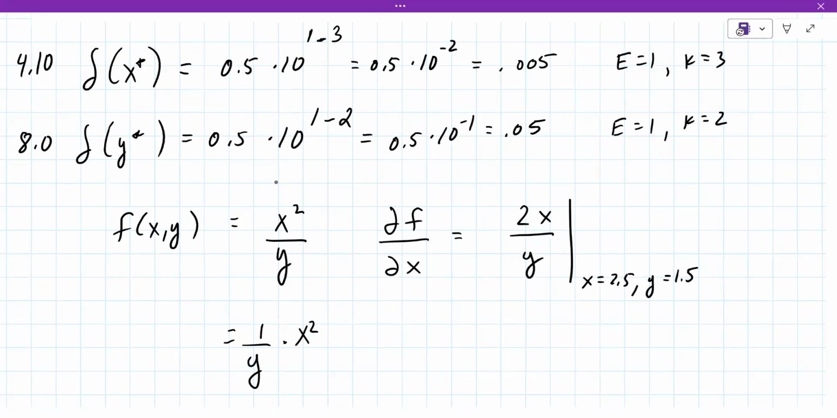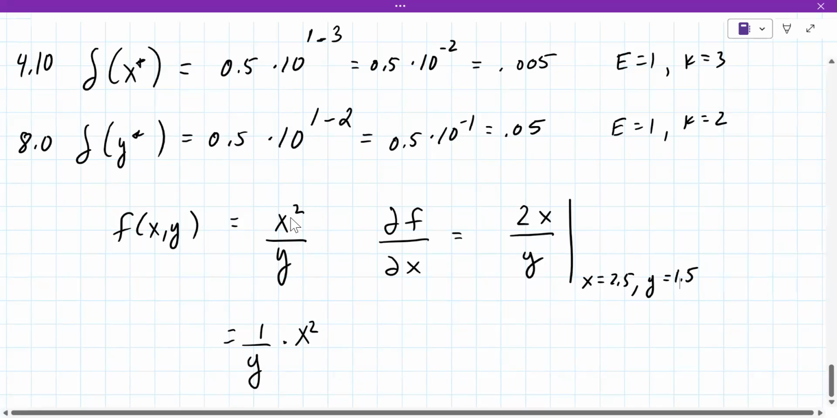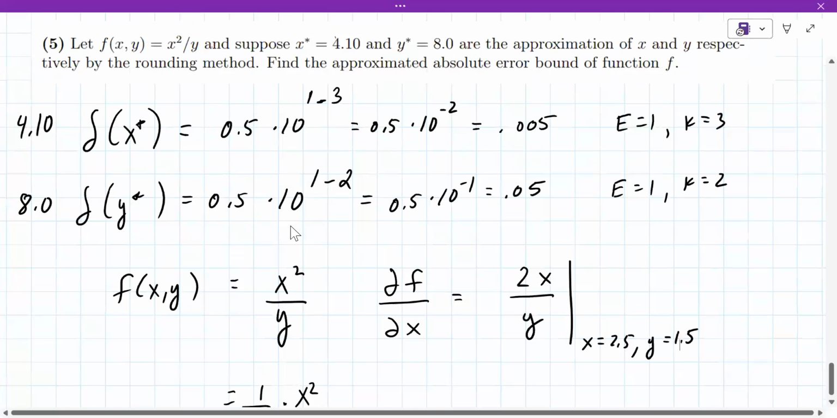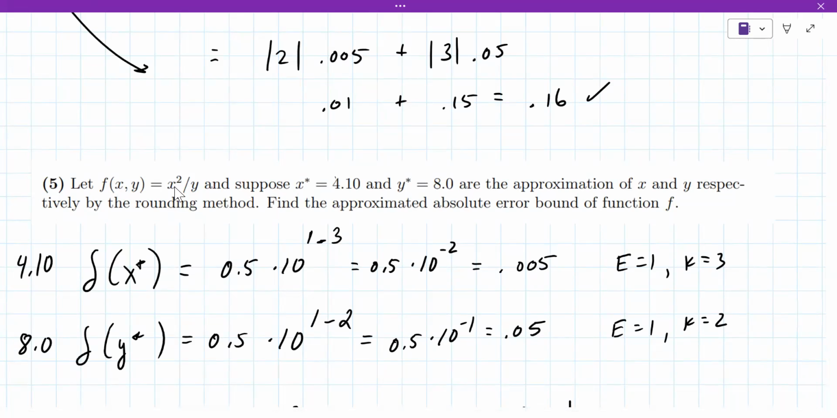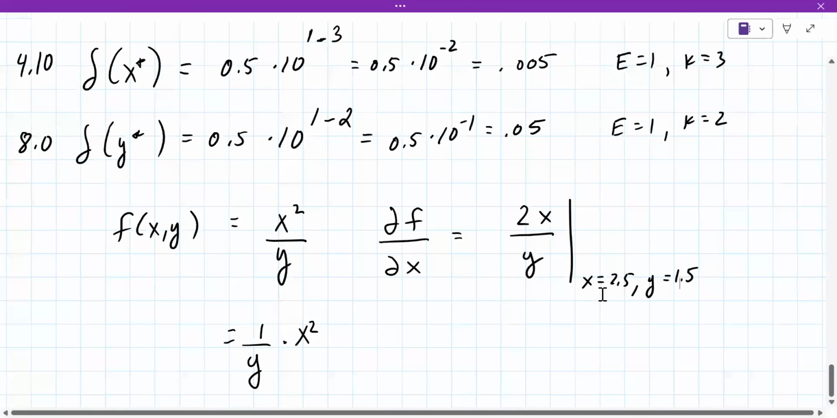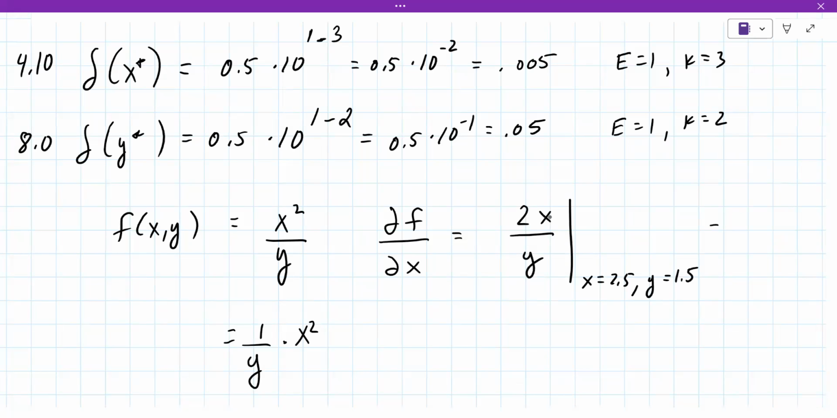And how did you get the x squared over y? That's given. That's given right here. Okay. All right. Now to evaluate the derivative, 2 times 2.5 is 5, so let's do this: 2 times 2.5 over 1.5. 5 over 1.5 ends up being 10 over 3.